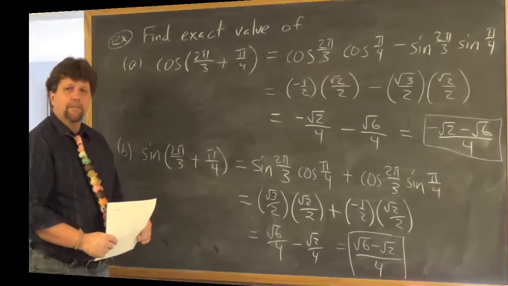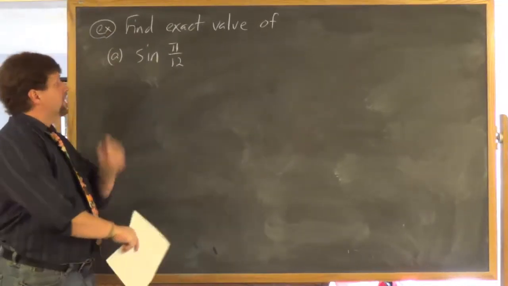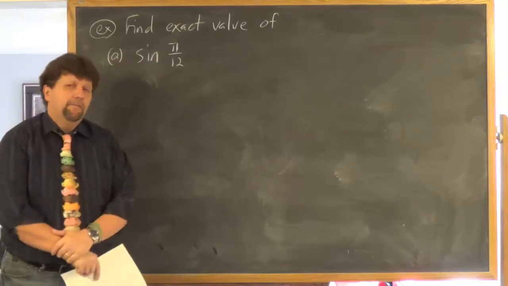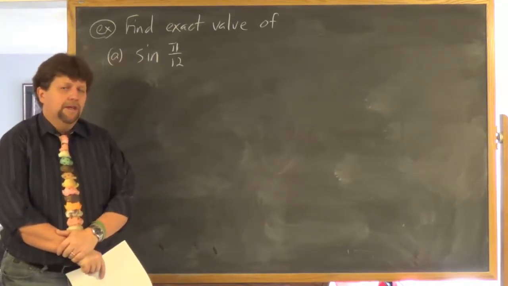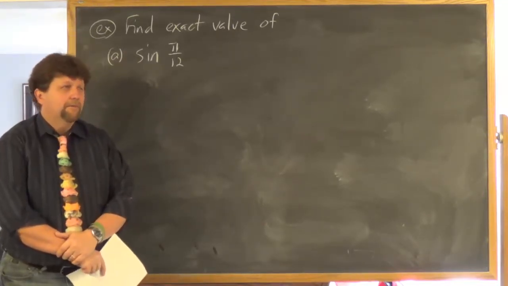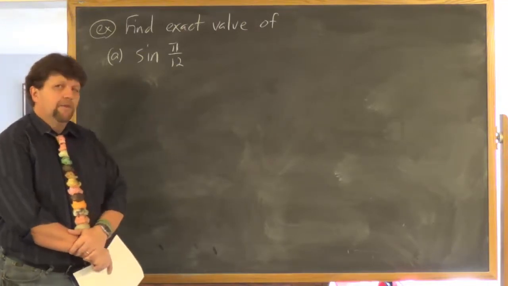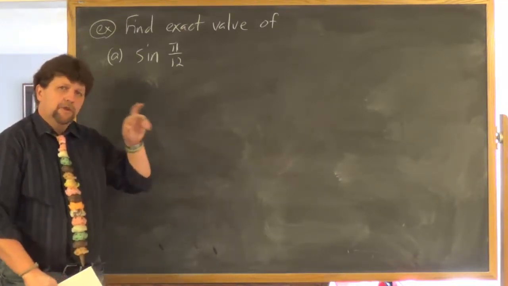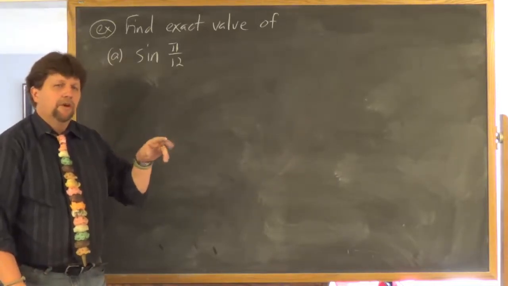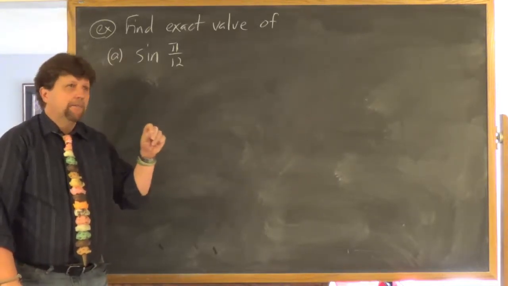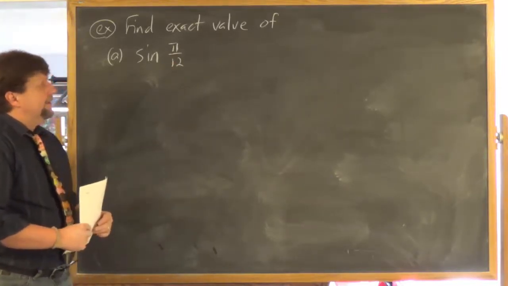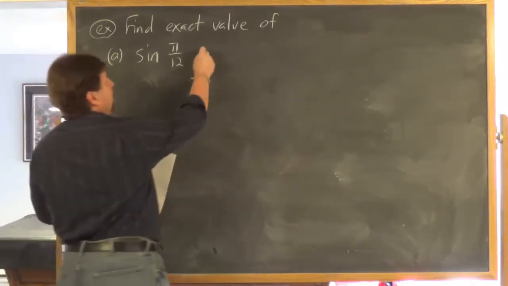And that's it for that example. And then we do another one here. Let's look at finding the exact value of the sine of pi over 12. When I see pi over 12, I'm thinking, are there two of those special angles on the unit circle that when I add or subtract them would give me pi over 12? And the answer is yes.